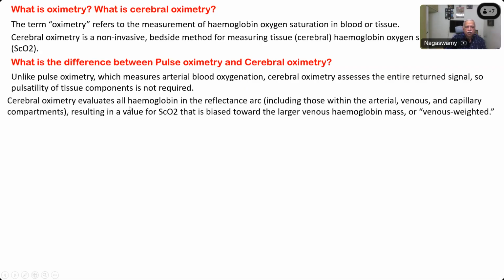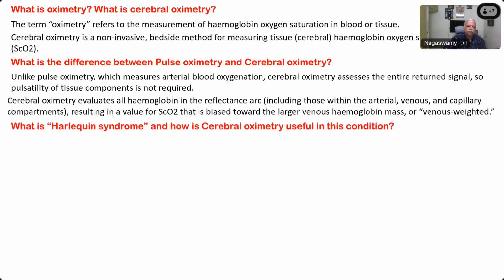So cerebral oximetry evaluates all hemoglobin in the reflectance arc, including arterial, venous, and capillary. The resulting value is biased towards large venous hemoglobin mass, or venous weighted, because more venous blood will be there than arterial blood. What is Harlequin syndrome and how is cerebral oximetry useful in this condition?